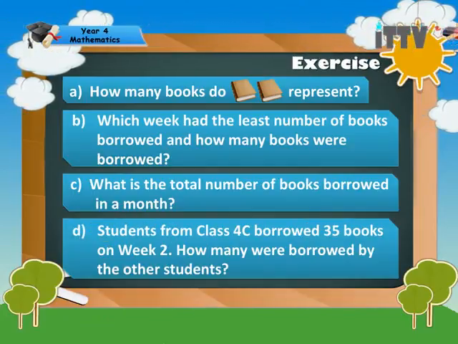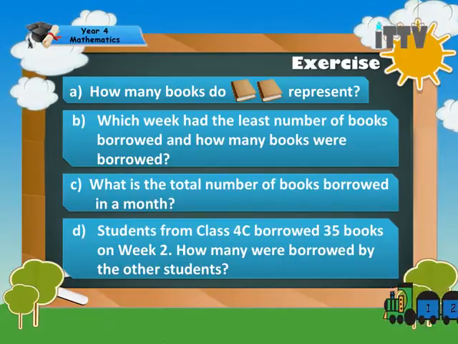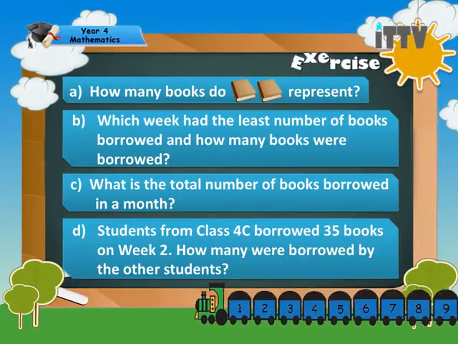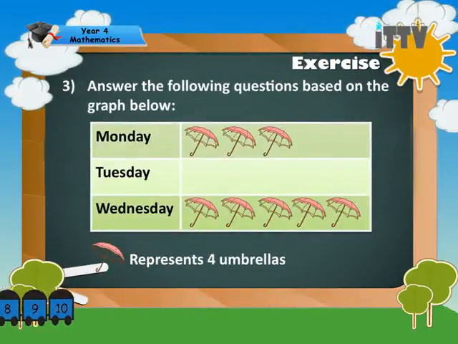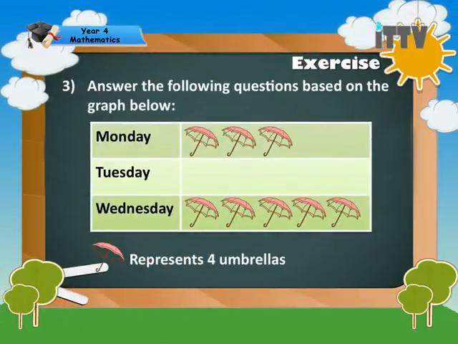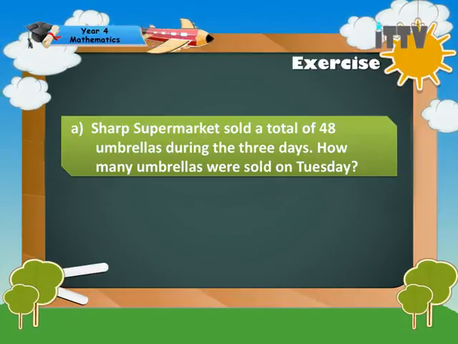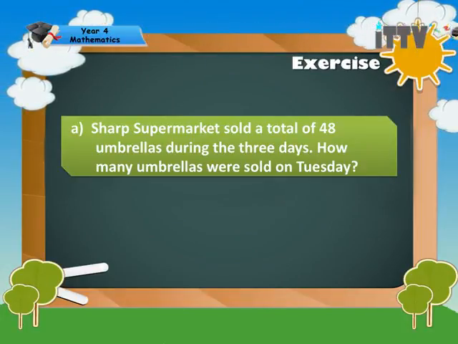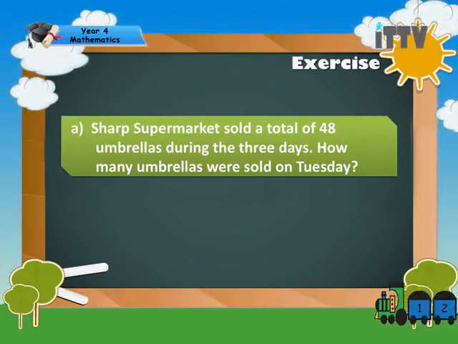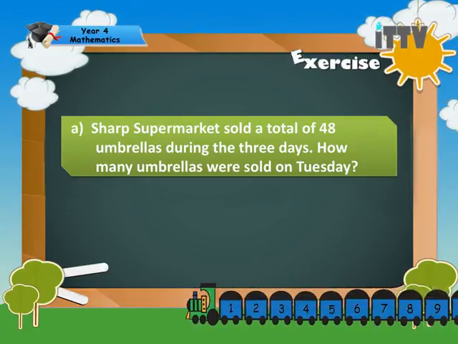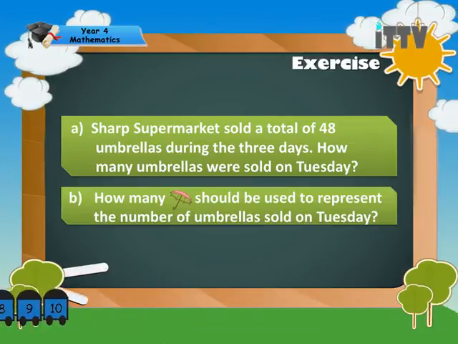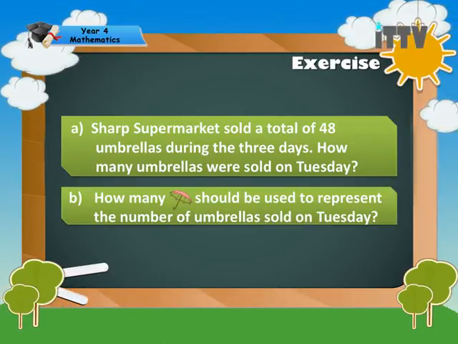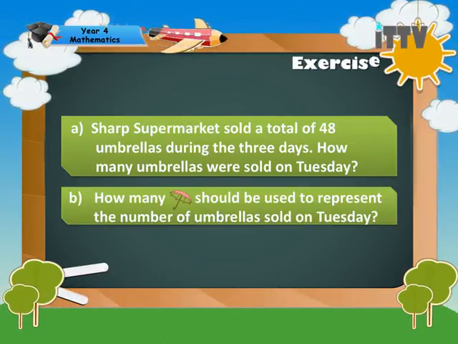D. Students from class 4C borrowed 35 books on week 2. How many books were borrowed by other students? 3. Answer the following questions based on the graph below. A. Sharp Supermarket sold a total of 48 umbrellas during the 3 days. How many umbrellas were sold on Tuesday? B. How many pictures should be used to represent the number of umbrellas sold on Tuesday?